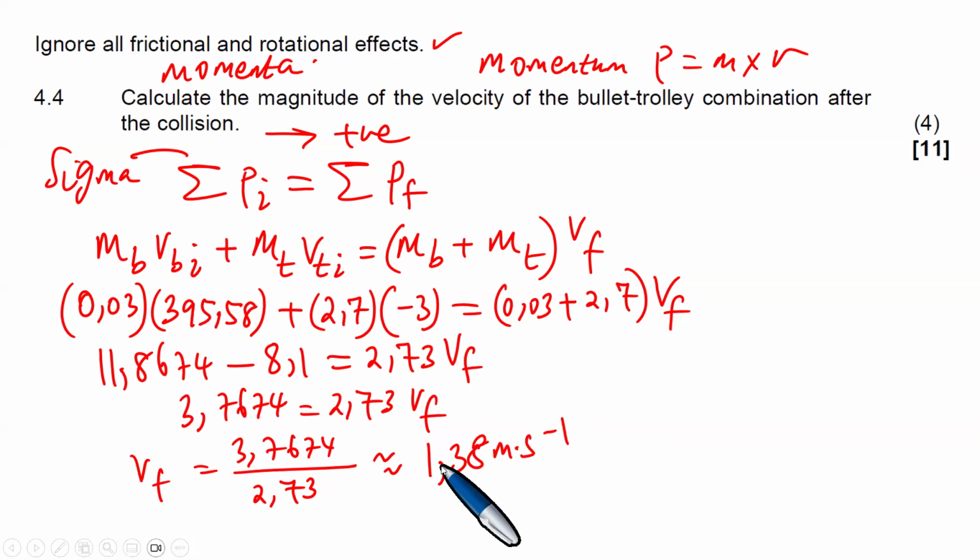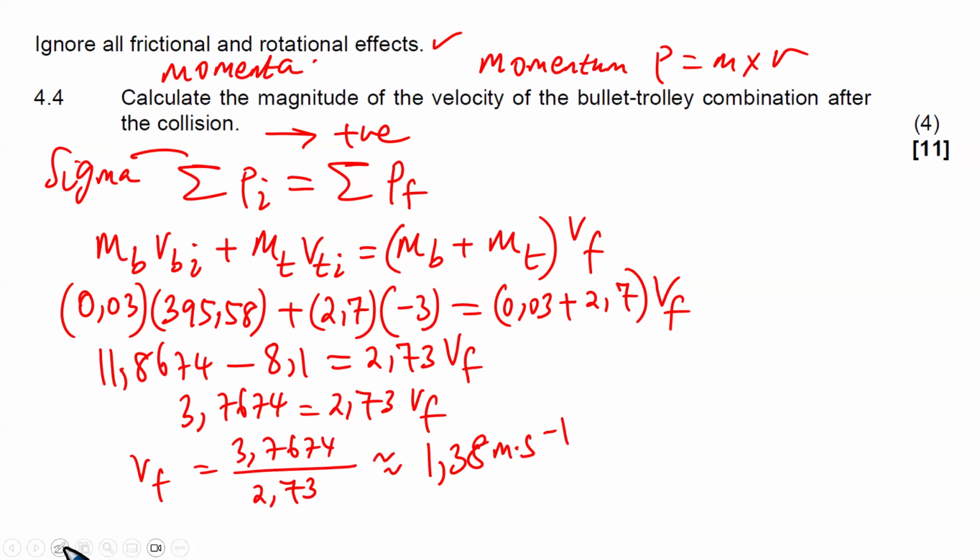And this answer is so awesome. So it is exactly this. But remember, it is the magnitude. So no direction must be stated. It is the magnitude of the velocity of the bullet-trolley combination after the collision. The final velocity is 1.38 meters per second. Please, it's only magnitude, the size only. No direction must be stated. And so we are done there. Let us move on to the next question.